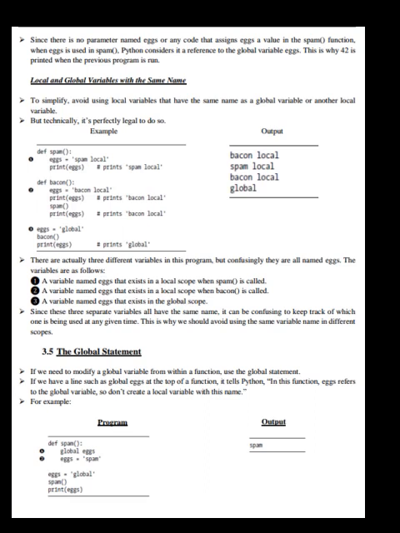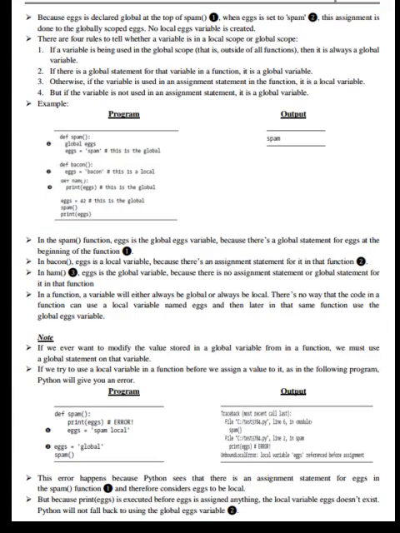Now let us see the global statement. If we need to modify a global variable from within a function, use the global statement. If we have a line such as global x at the top of the function, it tells Python in this function x refers to the global variable, so don't create a local variable with this name. See the example and output. Because x is declared global at the top of spam, when x is set to spam, this assignment is done to the globally scoped x. No local x variable is created.